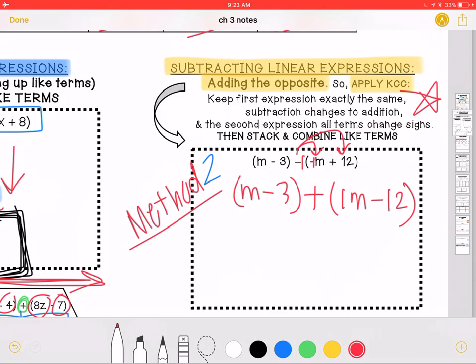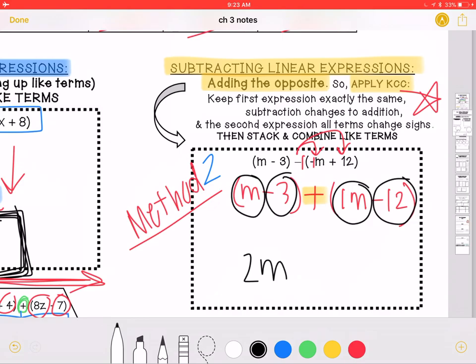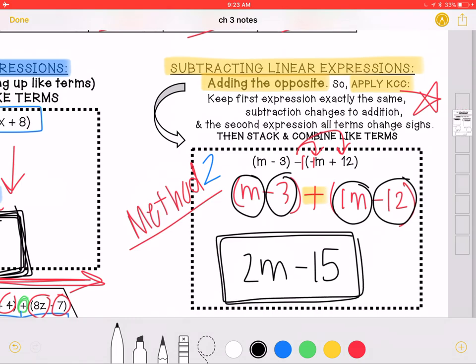Some people like to see it this way, but now I have addition in the middle. I'm going to stack if you want to stack, or just combine your like terms. 1m plus 1m gives me 2m. Negative 3, negative 12, same signs I add, keep that same sign. We still get that same answer, as you should. Remember, no matter what method, you can do it one way or another way, you should always still get the same answer. Okay?